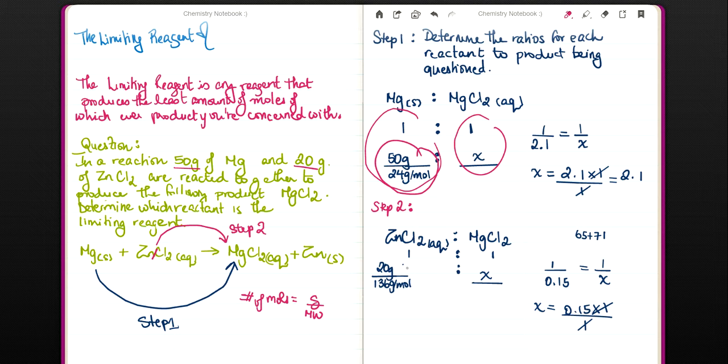And here we have zinc chloride, and we did the same thing. We had 20 grams, and the molar mass of zinc chloride is 136 grams per mole. So it was a 1-to-1 ratio as well. However, fewer moles were produced from zinc chloride as a reactant, which is 0.15 moles. Therefore, since zinc chloride produced the least amount of moles of the product in question, our limiting reagent is zinc chloride.